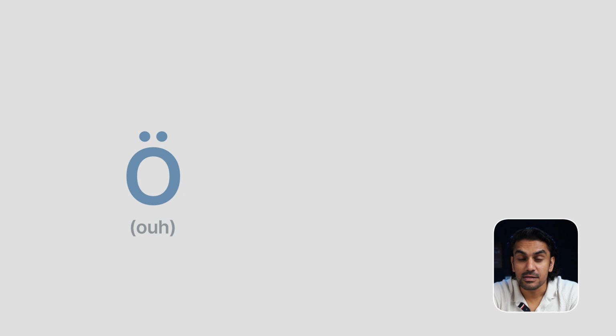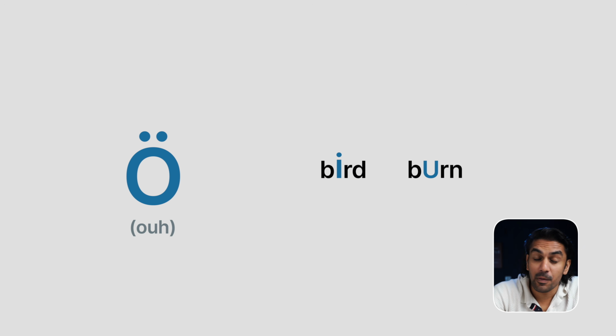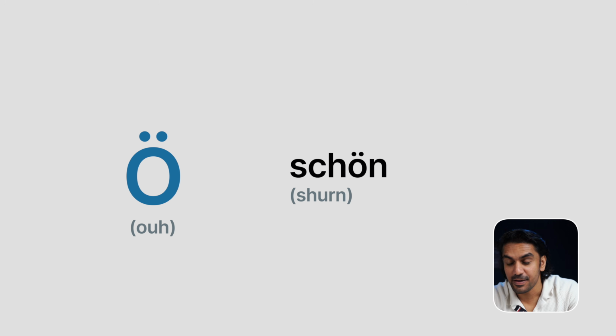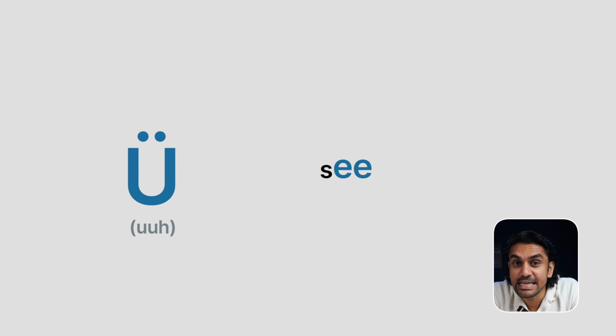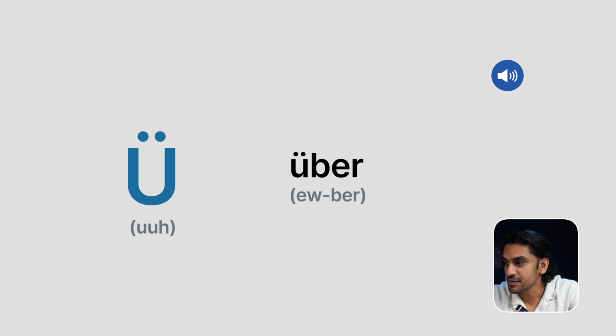Mädchen. This letter Ö sounds like the I in bird or U in burn, but with rounded lips. Schön sounds a bit like schön, but with rounded lips. Again, I will play it so that you can get it properly. Schön. And this one, Ü, is like the E in see, but again with rounded lips. For example, Über, but with tighter lips. Repeat after this. Über.